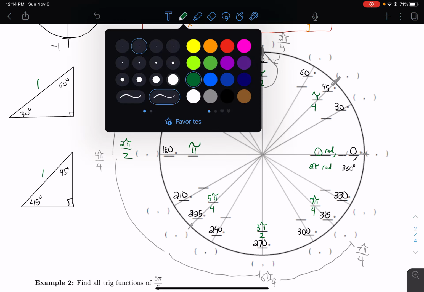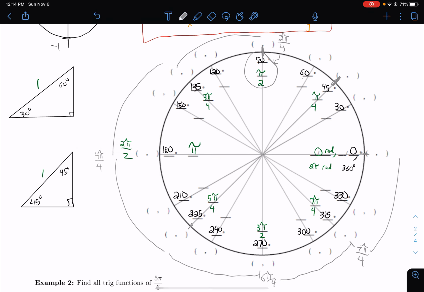And if I go another pi over 4, that gets us all the way around. That is 8 pi over 4, but that simplifies to 2 pi. That's good. So those were all the pi over 4 increments. Okay, all right, so next up, I want to do all of these 30-degree increments.